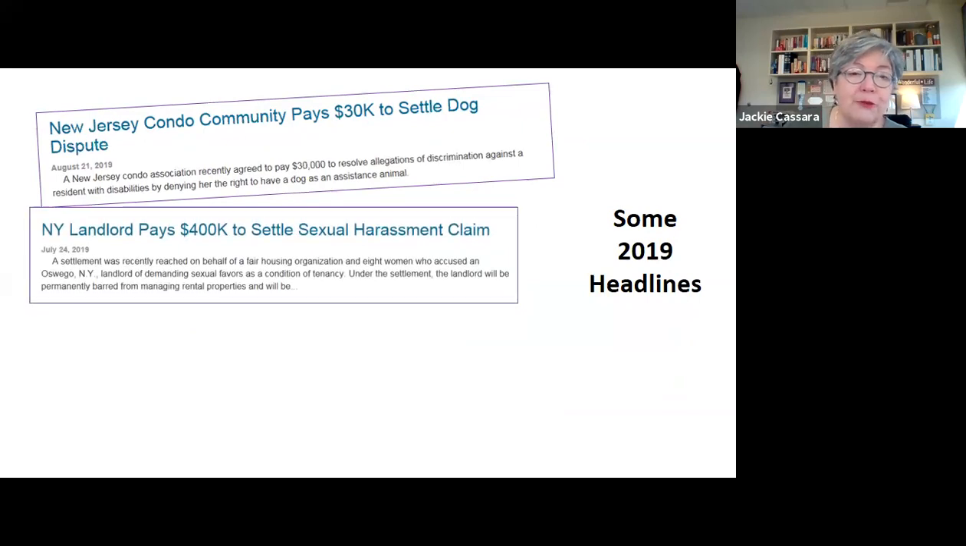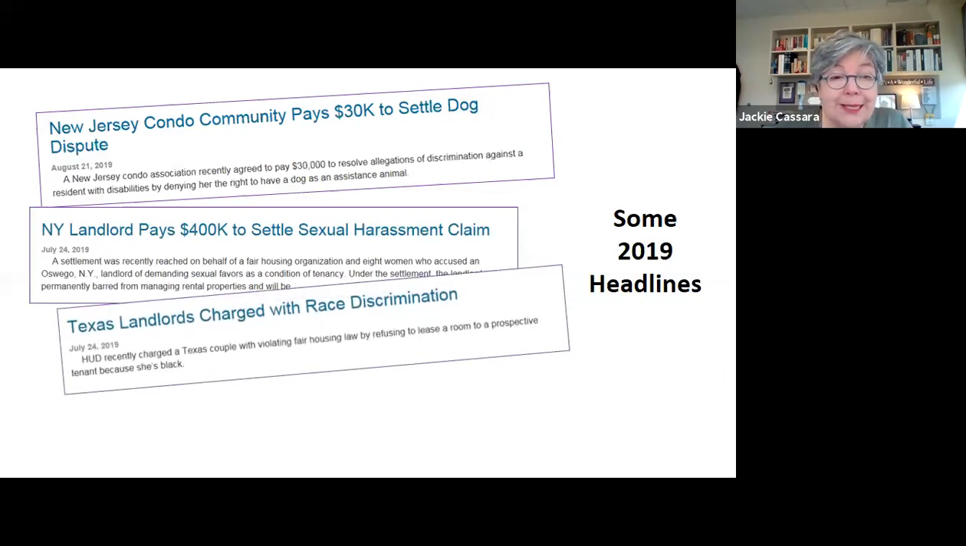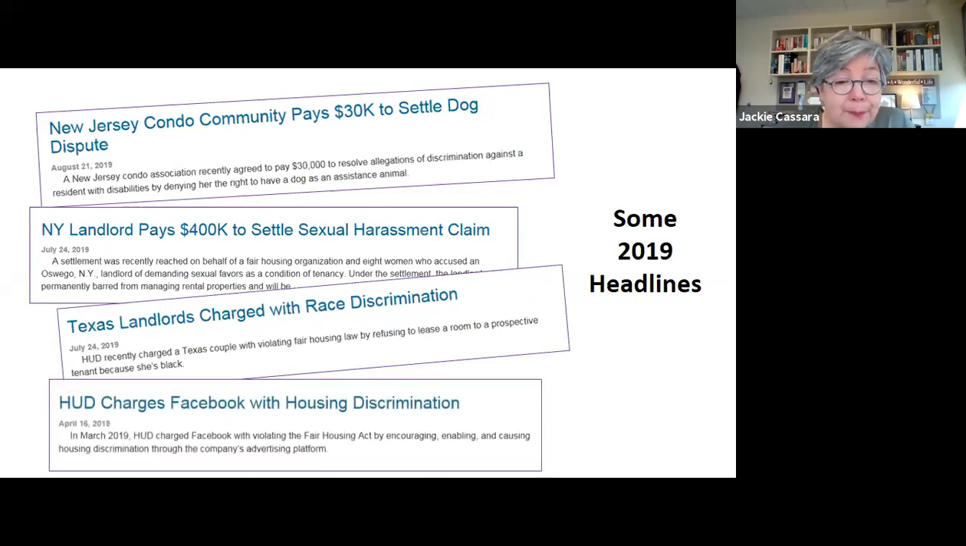A New York landlord paid $400,000 to settle a sexual harassment claim from a tenant. Texas landlords were charged with race discrimination, saying that it was a fair housing issue, by refusing to lease a room to a prospective tenant because she was Black. And HUD actually levied housing discrimination claims in 2019, saying that Facebook violated the Fair Housing Act by encouraging, enabling, and causing housing discrimination through the company's advertising platform.